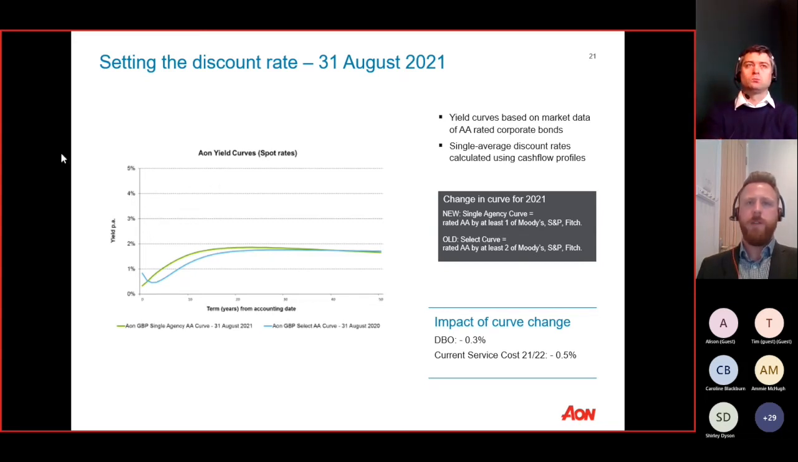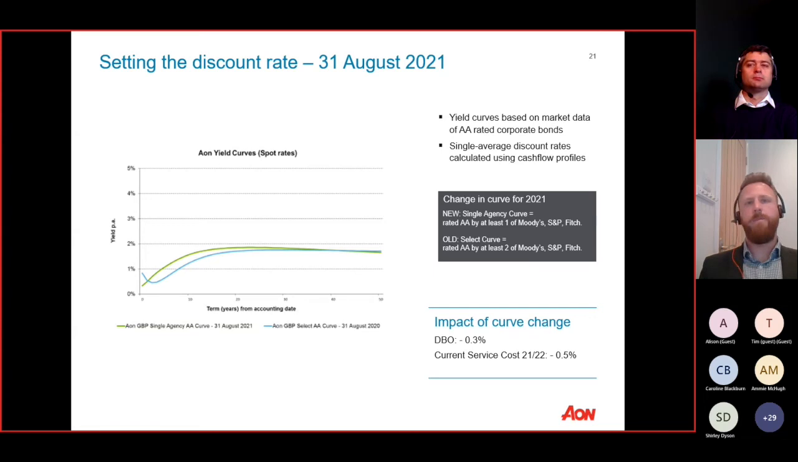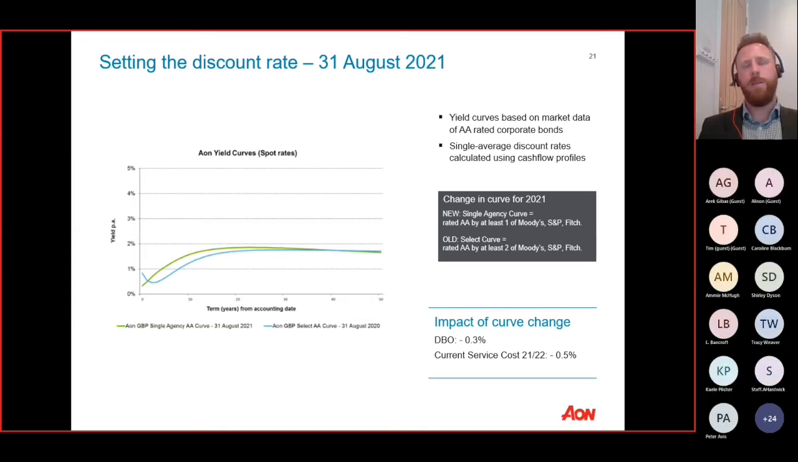So setting the discount rate then. Firstly, a bit of background on how we do it. As noted earlier, the accounting standards require us to set the discount rate in line with corporate bond yields. They also require us to allow for the estimated timing of the benefit payments when setting the assumptions.